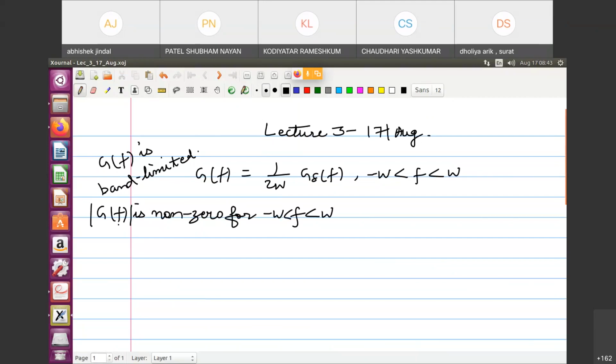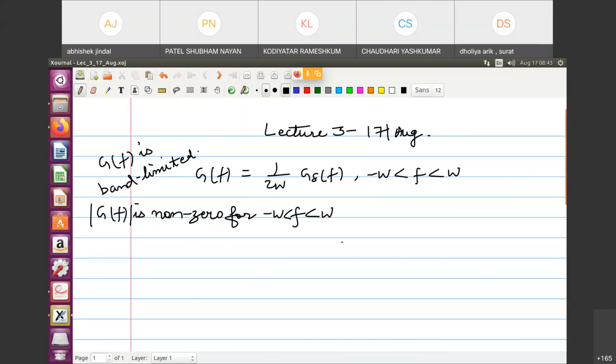Otherwise, G(f) can be a complex number as well. Generally, the Fourier transforms are complex, so whatever we are drawing is mod of G(f). You should remember that. We have not yet said anything about whether g(t) is real. If the signal is real, then the Fourier transform has some properties, that it is conjugate symmetric and so on. Let us leave this. Assume that mod G(f) is non-zero for minus W to W.